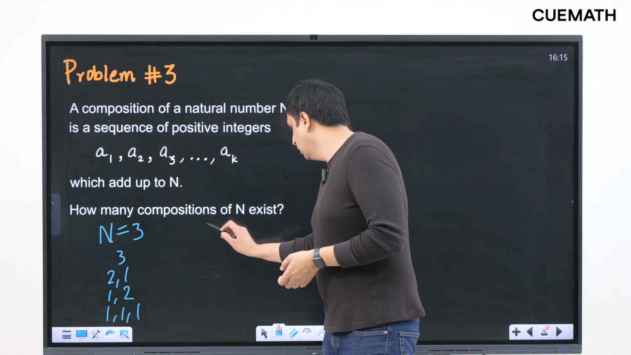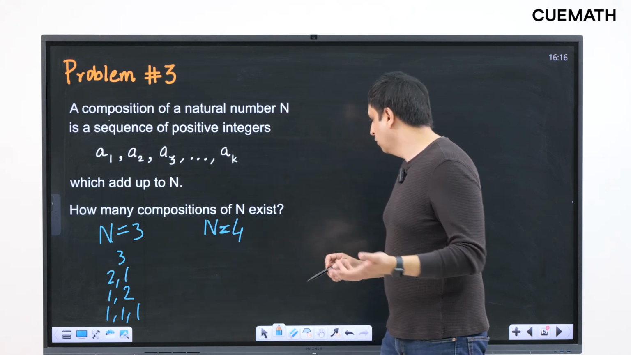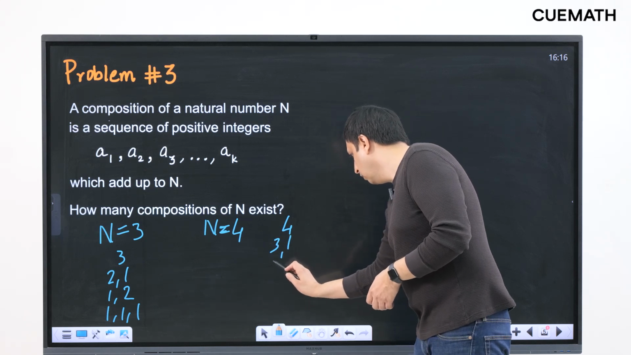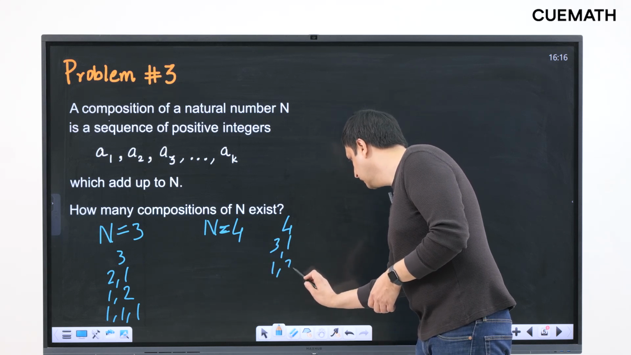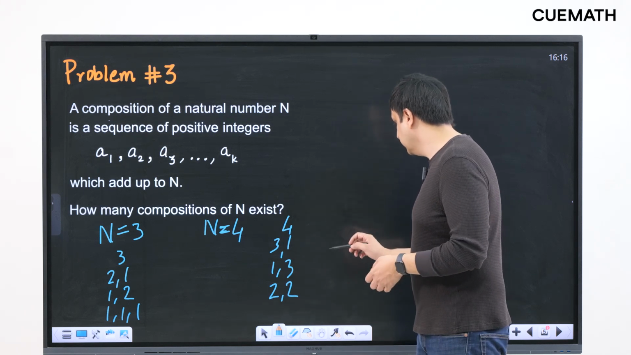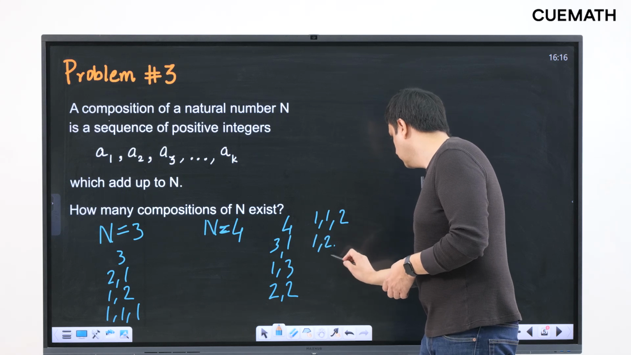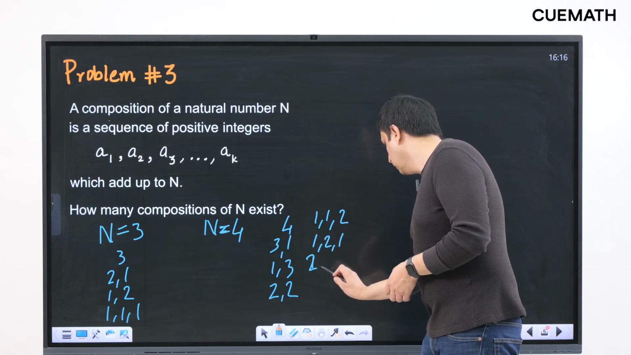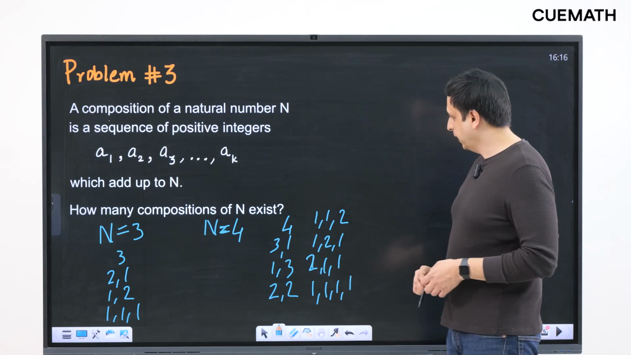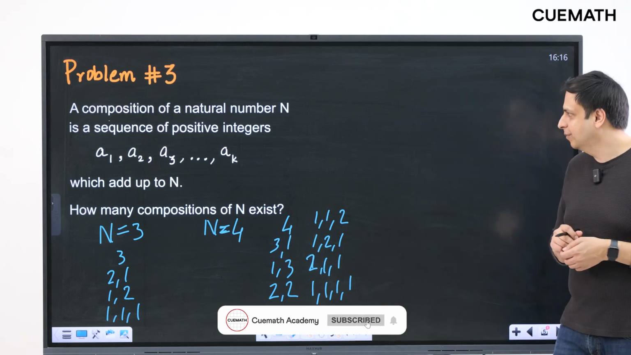What about n equal to 4? If you take n equal to 4, what are the possible compositions of 4? You could have 4 itself. You could have 3, 1, or 1, 3. You could have 2, 2. So that's 4. Will you have other compositions? Yes, you would have, let's say, 1, 1, 2, 1, 2, 1, 2, 1, 1, and you would also have 1, 1, 1, 1. Okay, I think I've counted all the compositions, and there are 8 compositions in total of the number 4.